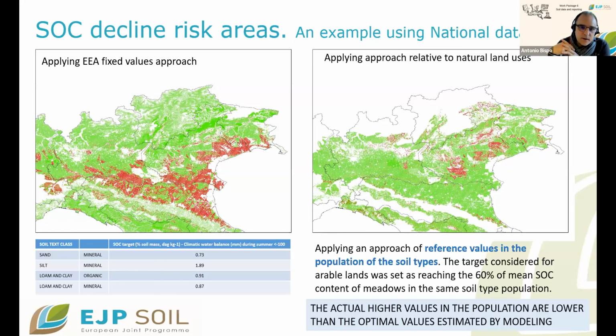And you see the difference. You have fewer red-colored areas, so that means that depending on the choice of your method to derive target or threshold values, you may end up with very different situations in your country. So yes, we need to think about how to derive those target or threshold values.